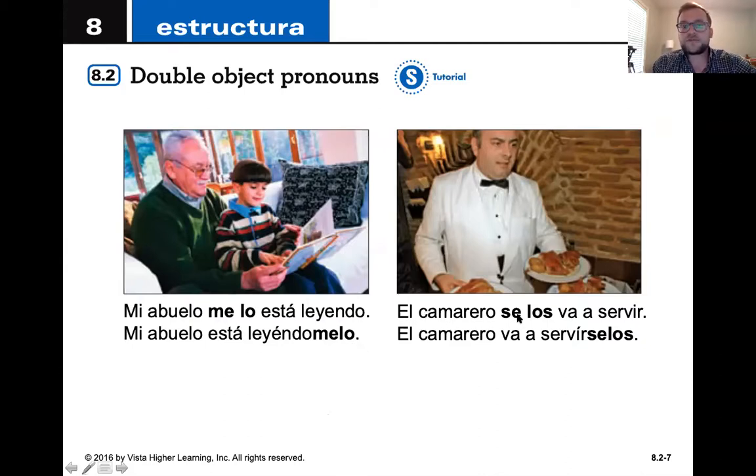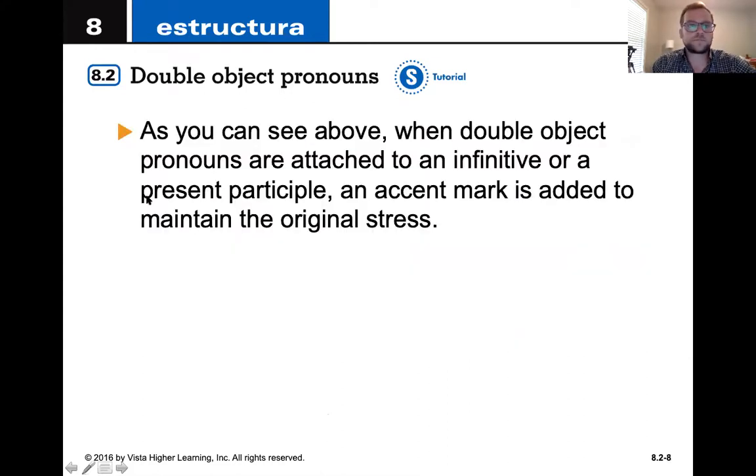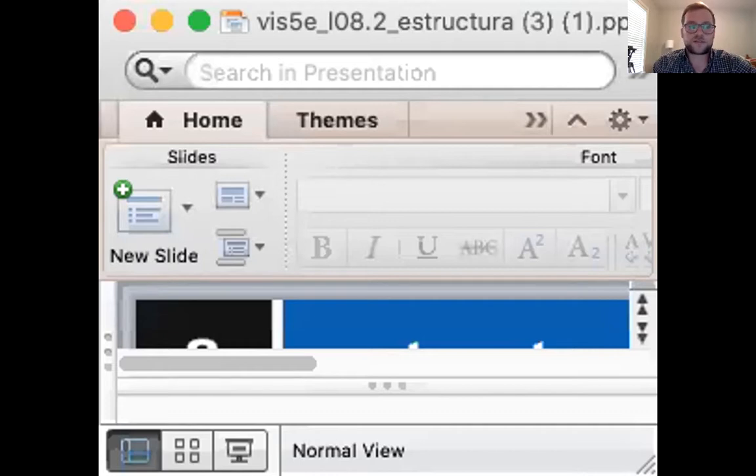El camarero se los va a servir. El camarero va a servírselos. Okay, he's going to serve them to you all or to them. We don't know. Okay, now as you can see above, when double object pronouns are attached to an infinitive or a present participle, an accent is needed to maintain that original stress, right? Muy bien. Let's look at some further examples here.